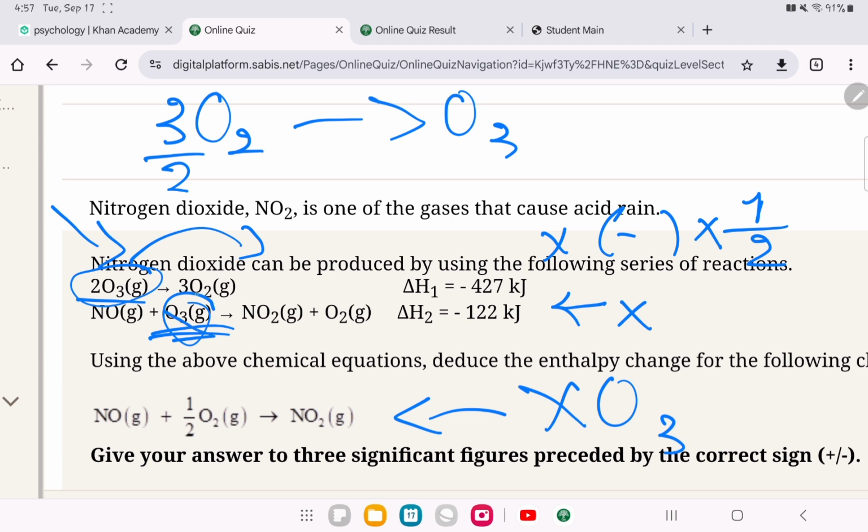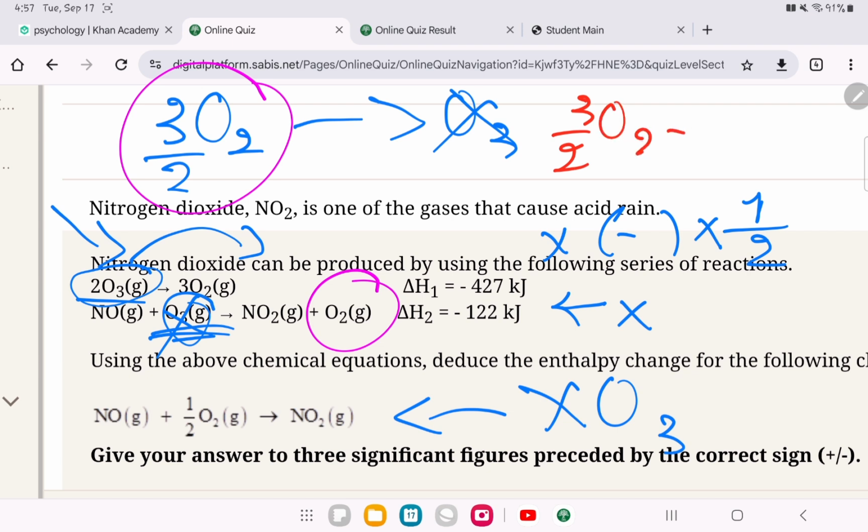Okay, now we can cancel the O3 and the O3. And we're left with what? We're left with 3 over 2 O2 and the 1 O2. And if we solve it even more, we're going to have 1/2 O2. Because this one is the reactants and this one is the products, we subtract.